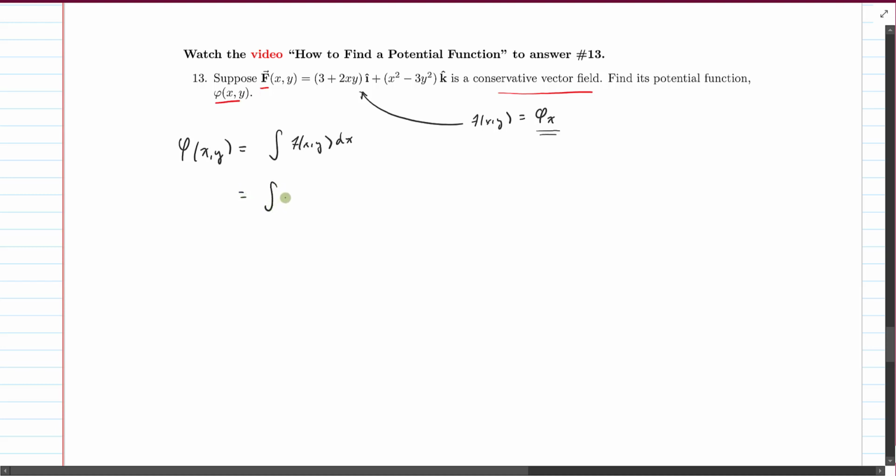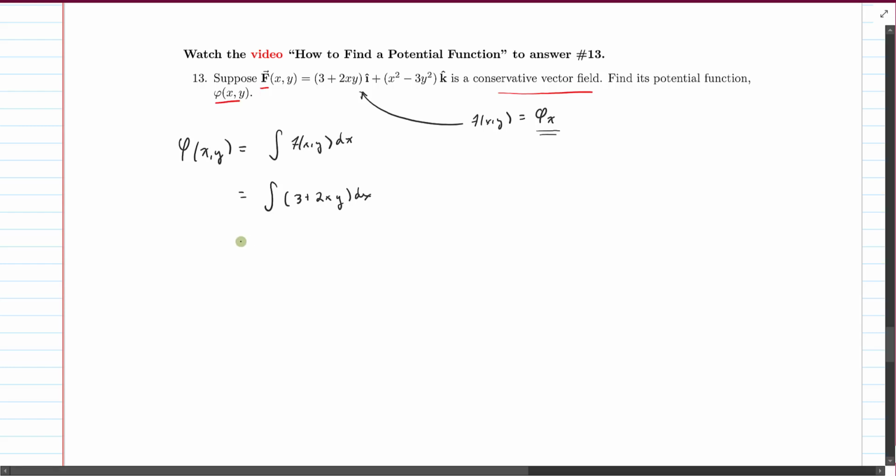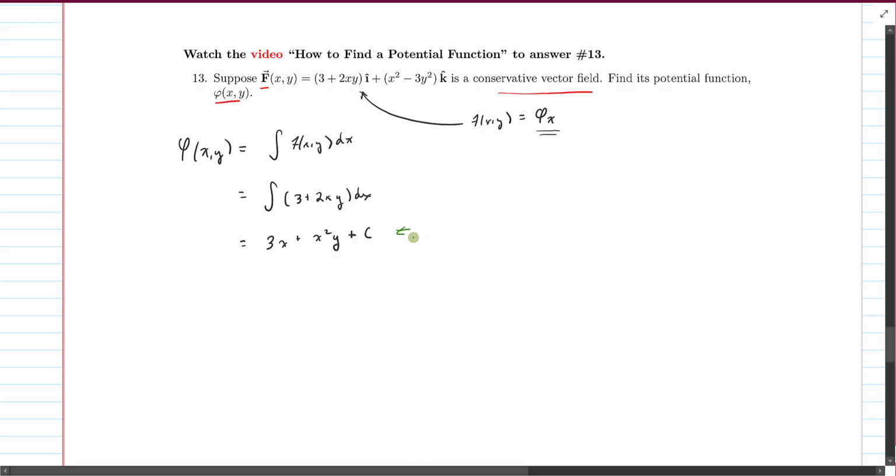So we're going to take the integral of 3 plus 2xy dx, and since my variable y here is being treated as a constant, we'll just integrate this the way we normally do. And so when I do that, I end up with 3x plus x squared y, and then normally what we write is plus c, and this is where this differs from the type of integration we've done before. This c, as you recall, stood for an arbitrary constant. So let me just put that. This is usually an arbitrary constant.